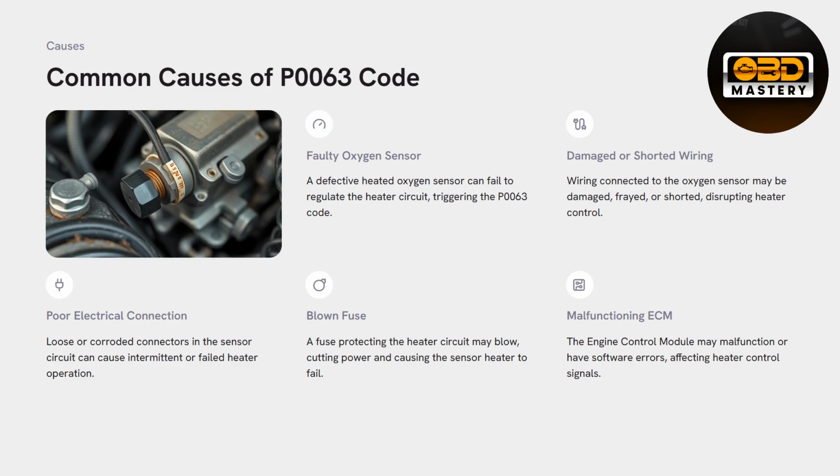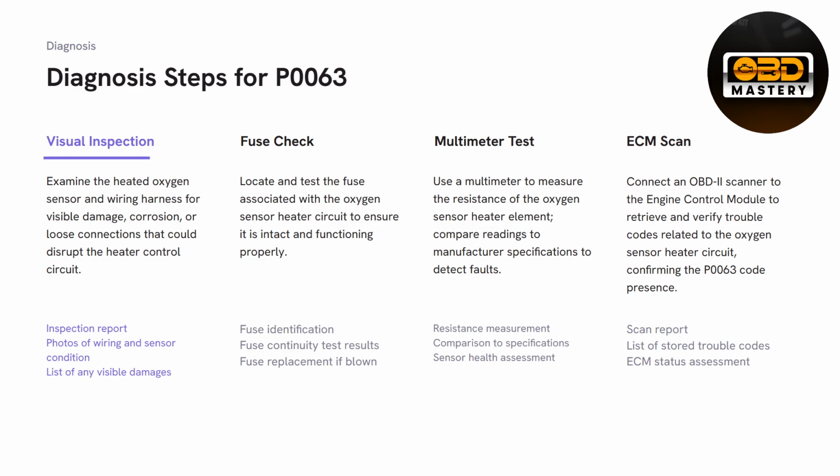Moving on here, the common causes of the P0063 code are a faulty oxygen sensor, damaged or shorted wiring, poor electrical connections, a blown fuse, or a malfunctioning ECM. The causes right under it really depend on what your issue is, but if you think it is a specific one, I would highly suggest you read right under what the cause actually is. But let's move on here to the diagnosis steps of P0063.